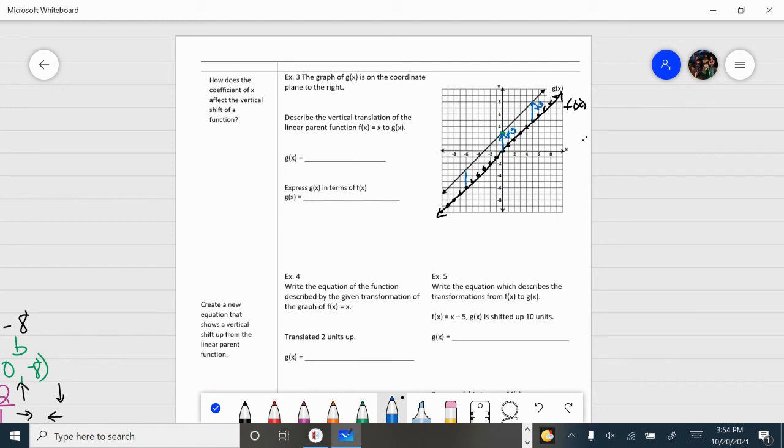Oh, I take that back. Yes, no. It shifted up 3. I confused myself for a moment. I thought I was looking at the wrong line. Because remember, we graphed our parent function. We didn't graph the transformation function. Transformation function was already there. So our equation, or describe the vertical translation, it shifted up 3.